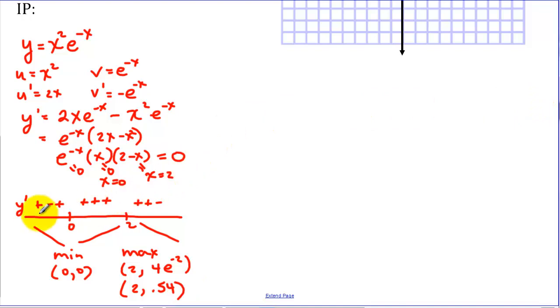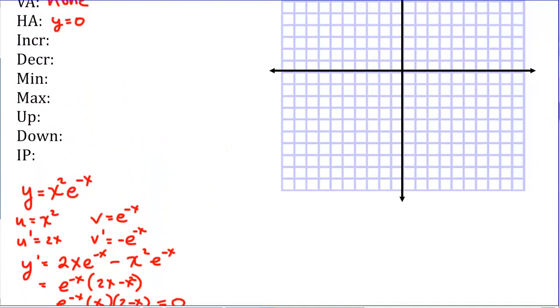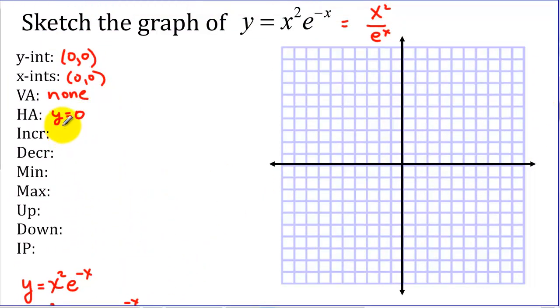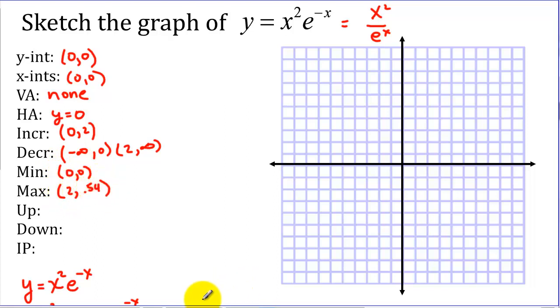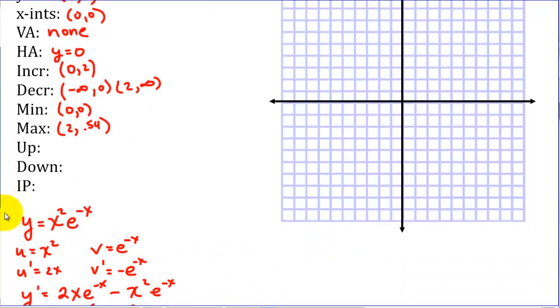So if we go back up to the top, we have our increasing interval is between 0 and 2. And our decreasing interval is between negative infinity and 0, and then from 2 to infinity. And our min was 0, 0, and our max was at 2 and approximately 0.54. So let's look at our second derivative here for our concavity.